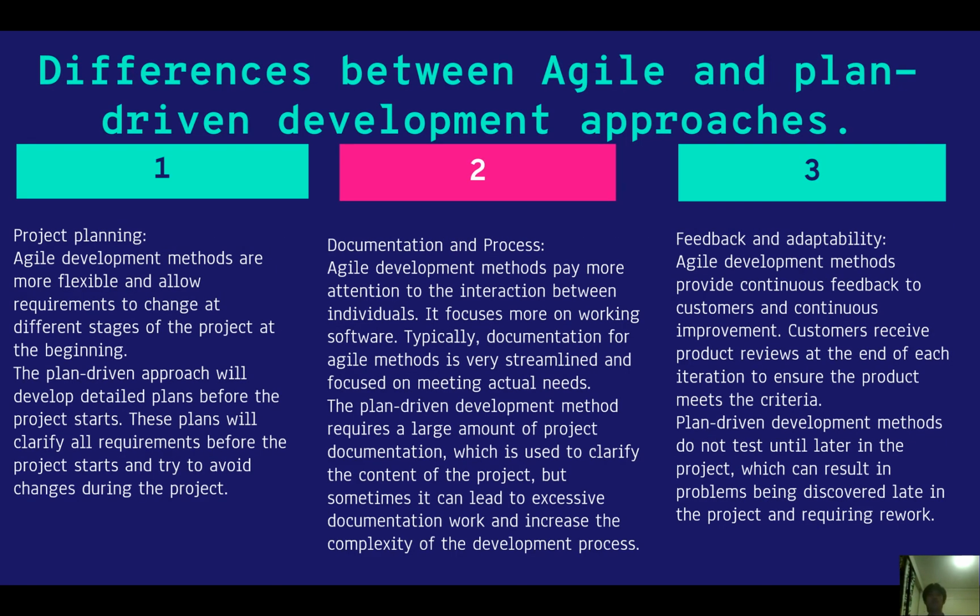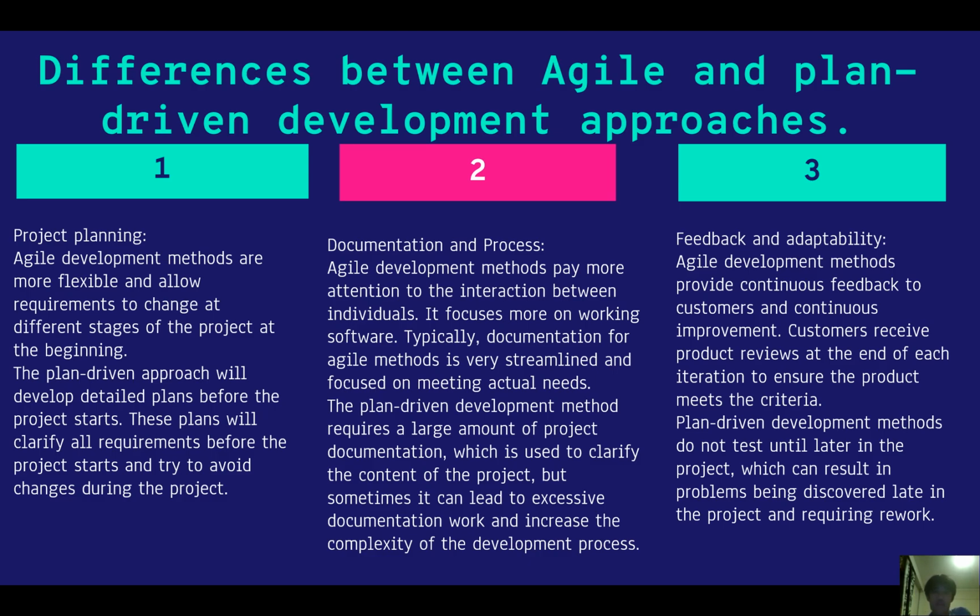Third is the differences between Agile and plan-driven development approaches. First is project planning. Agile development methods are more flexible and allow requirements to change at different stages of the project, not just at the beginning. But the plan-driven approach will develop detailed plans before the project starts. These plans will clarify all requirements before the project starts and try to avoid changes during the project.